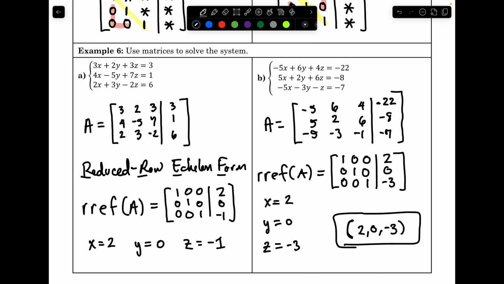So now this concludes the second part of lesson 7.6, using matrices and Gaussian elimination to solve systems of equations.